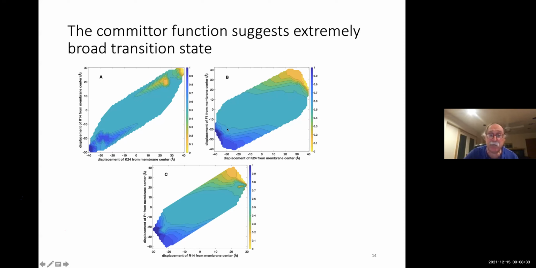So, an extremely broad transition state and a barrier at the beginning and at the end, that is the picture that we have for the peptide permeation. The extremely broad transition state, or extremely broad intermediate state, is again consistent with experiments of trapping the peptide for hours in the cancer membrane.